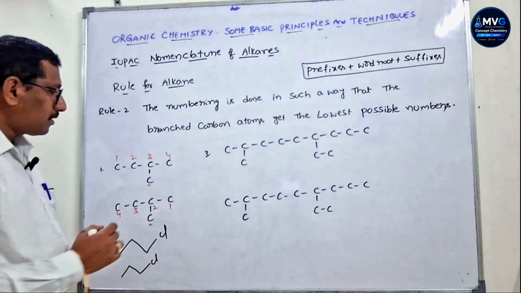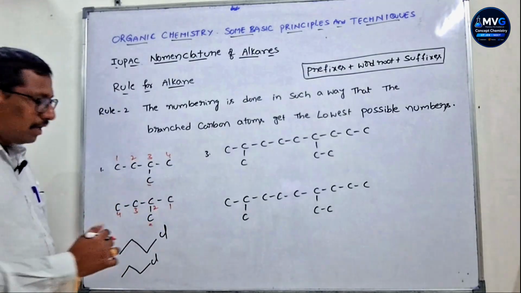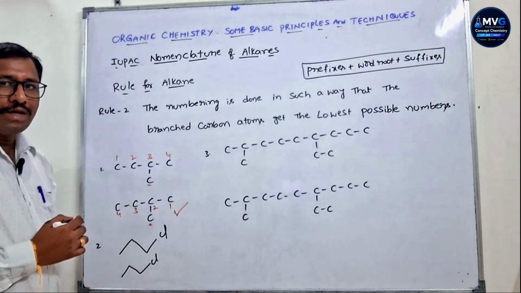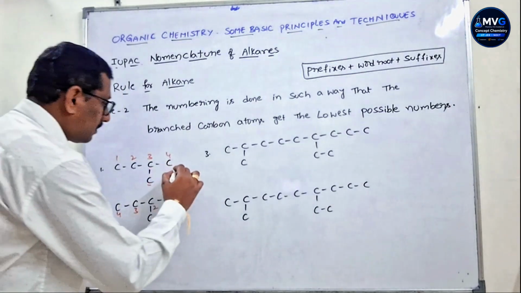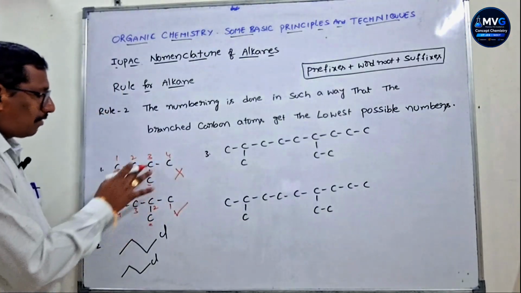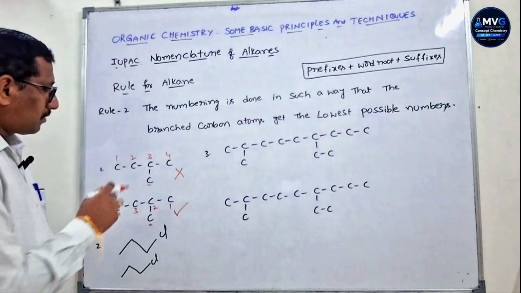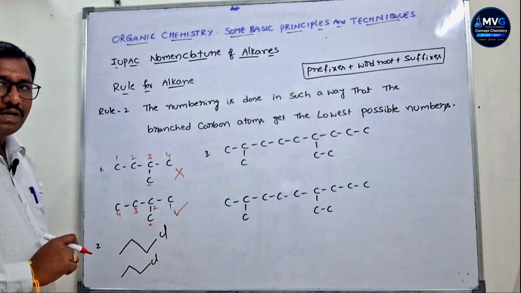So which is the correct way, students? Which is the lowest possible number? 2 is the correct lowest possible number. Thus that direction of numbering is correct. This is the third; comparatively, this one has a higher number. That's why it is the wrong way of giving the numbering.